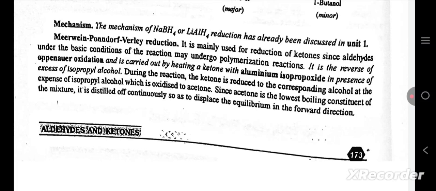Meerwein-Ponndorf-Verley reduction. It is mainly used for reduction of ketones since aldehydes, under the basic conditions of the reaction, may undergo polymerization reactions. It is the reverse of Oppenauer oxidation and is carried out by heating a ketone with aluminum isopropoxide in the presence of excess isopropyl alcohol. During this reaction, the ketone is reduced to the corresponding alcohol at the expense of isopropyl alcohol, which is oxidized to acetone. Since acetone is the lowest boiling constituent of the mixture, it is distilled off continuously so as to displace the equilibrium in the forward direction.